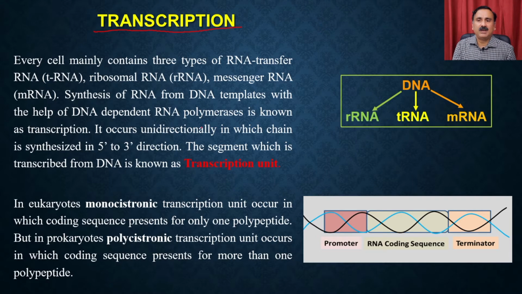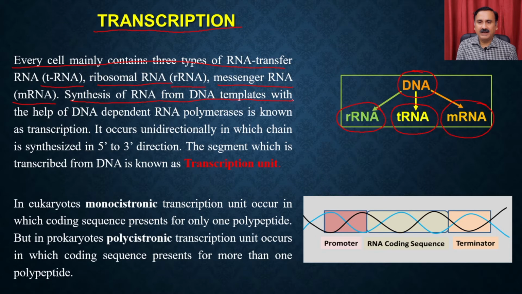As the name suggests, transcription means deriving the information from another molecule. In this case, you are taking the information from the DNA molecule and, utilizing the nucleotide sequences present on the DNA, you are synthesizing different types of RNA molecules: ribosomal RNA, transfer RNA, and messenger RNA. This process of synthesizing different types of RNA molecules from DNA is called transcription. Every cell contains three different types of RNA molecules: transfer RNA or tRNA, ribosomal RNA or rRNA, and messenger RNA or mRNA.